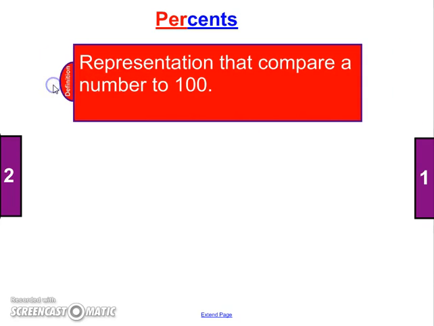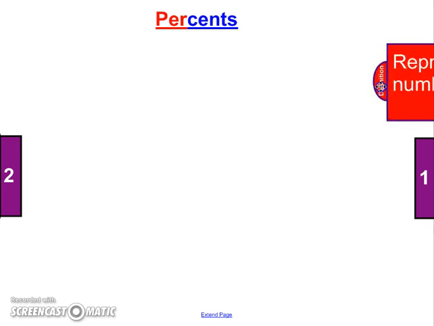First of all, percents are representations that compare a number to 100. We can do it as a fraction, we can do the decimal version of it, we can also do the actual percentage that has that funny little sign. But all of these representations compare numbers to 100, or in some cases take a group and say, if this group is either expanded or contracted to 100, how many out of the group satisfy a situation?